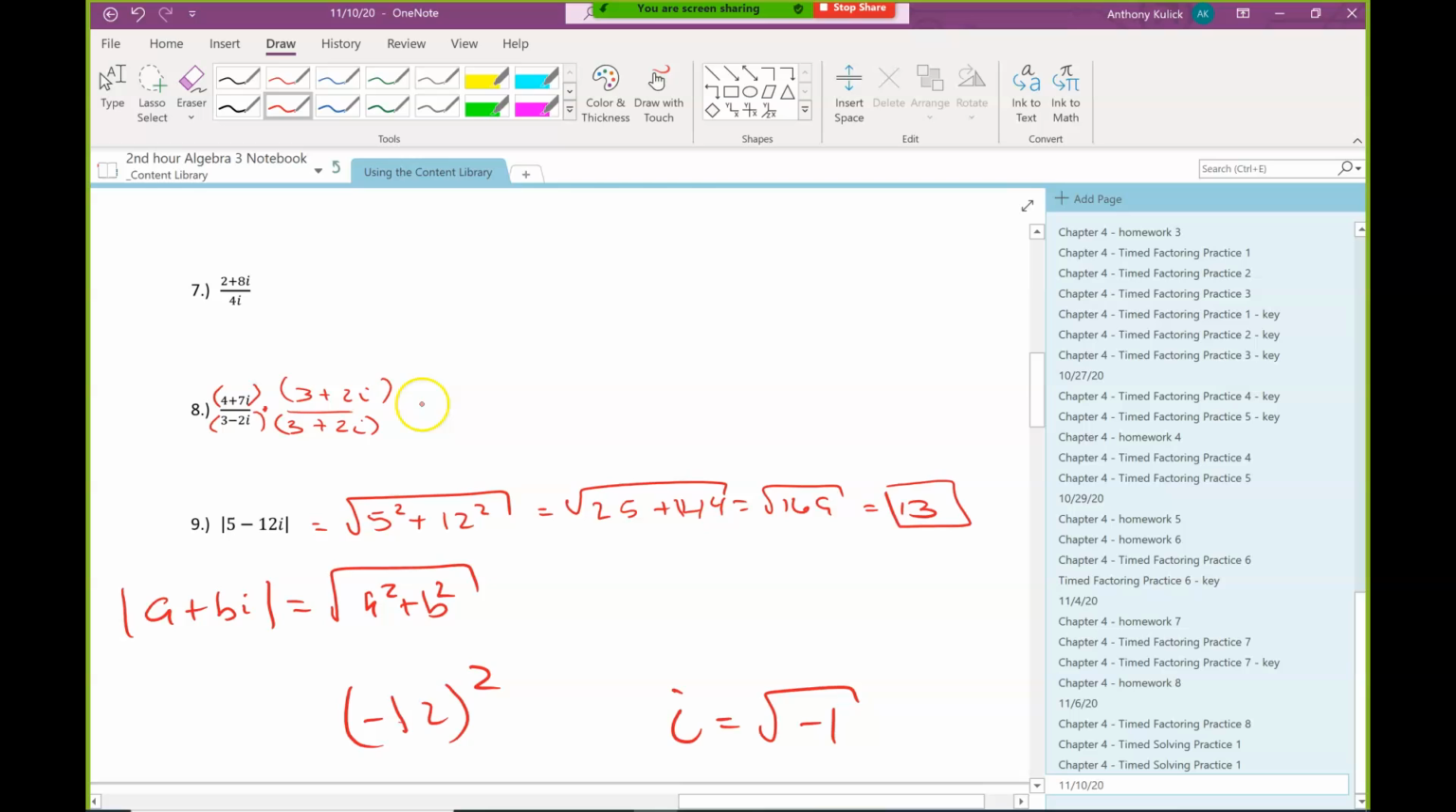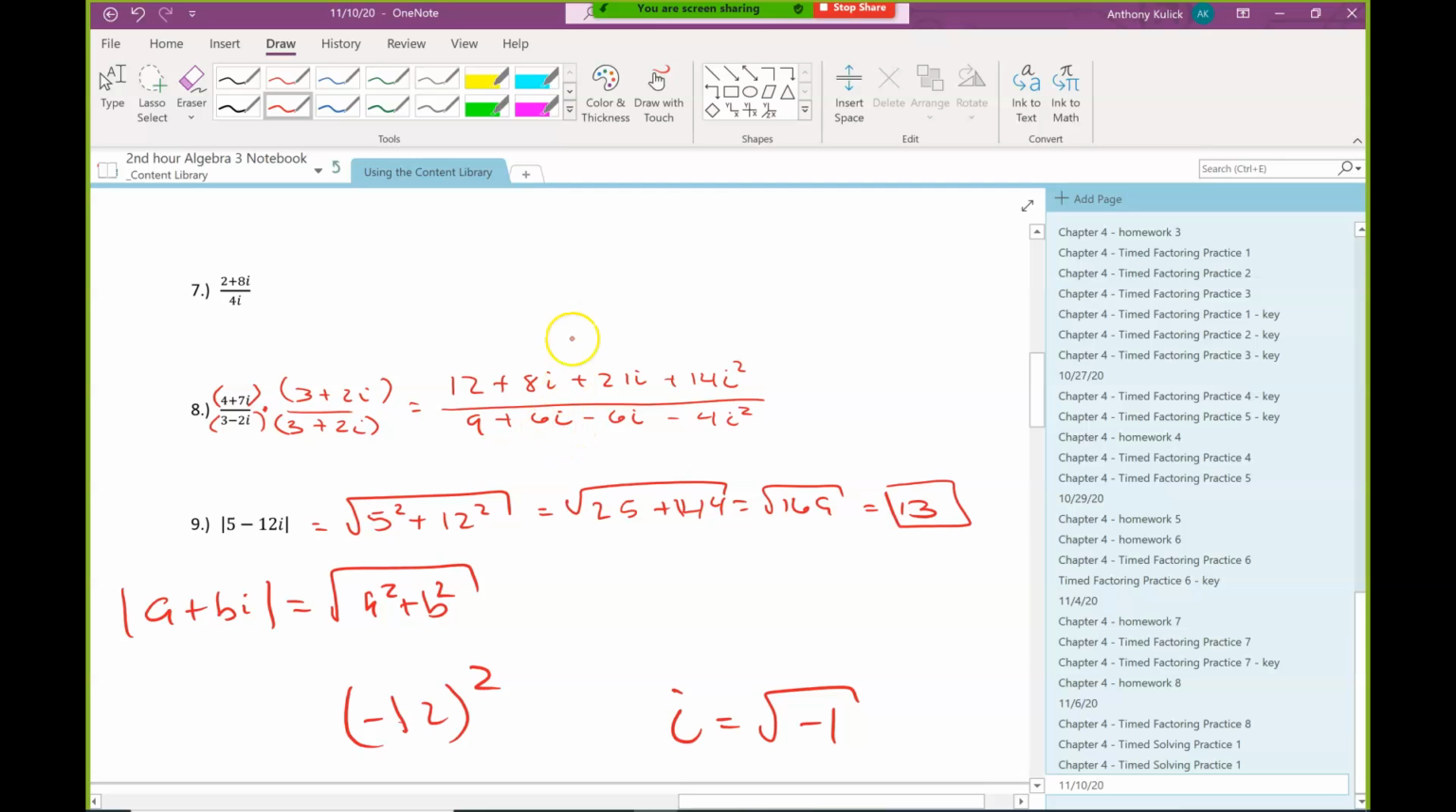And then I'm just going to FOIL these out. So 4 times 3 is 12. 4 times 2i is 8i. 7i times 3 is 21i. And then 7i times 2i is 14i squared. And in the denominator, I have 9, 3 times 3, and then 3 times 2i is 6i. Negative 2i times 3 is negative 6i. And negative 2i times positive 2i is negative 4i squared.